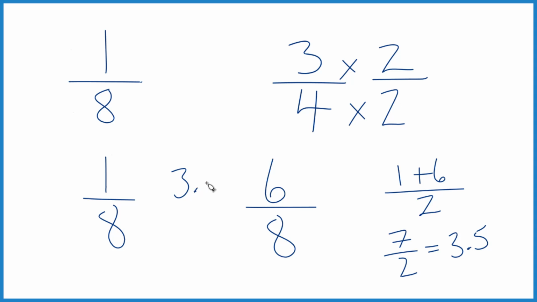So 3.5 over 8. That's halfway between 1/8 and 6/8. I don't really like to have a decimal here, so I'm going to double the numerator and denominator. 2 times 3.5 is 7. 2 times 8 is 16. And there you have it.